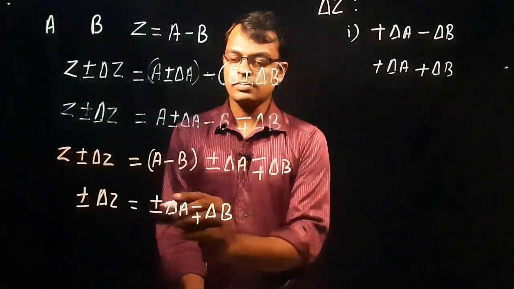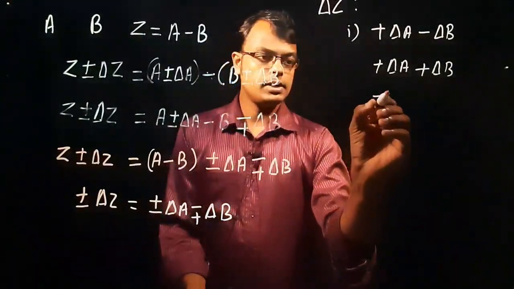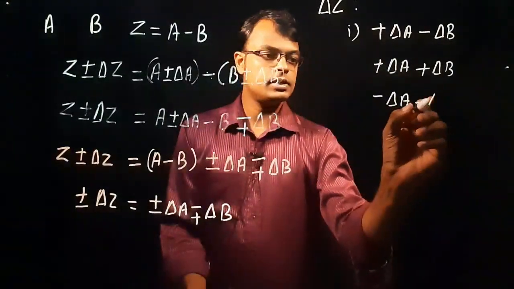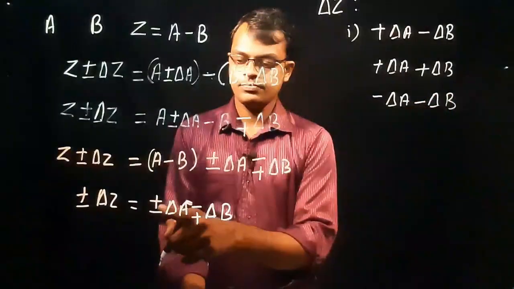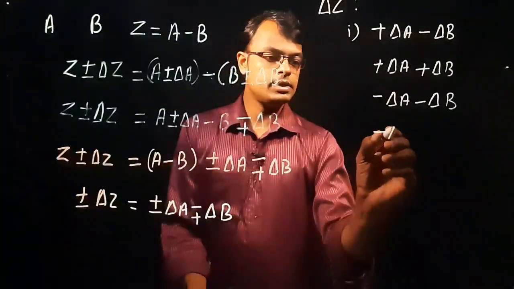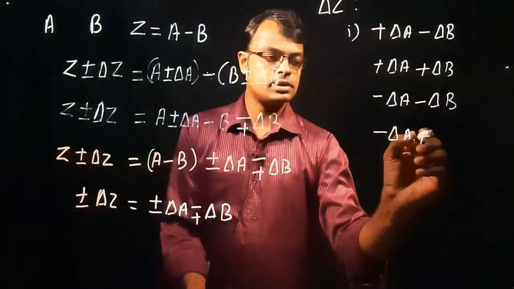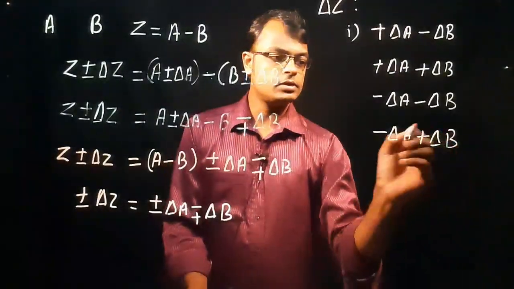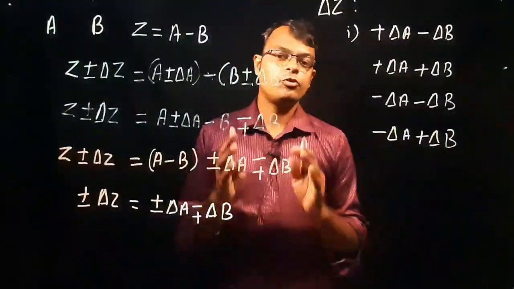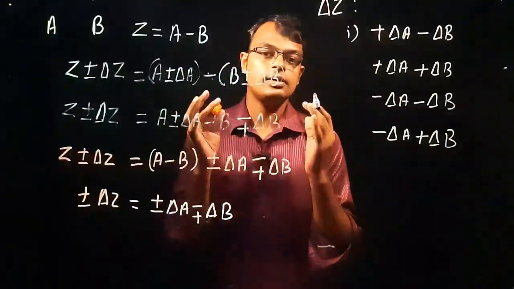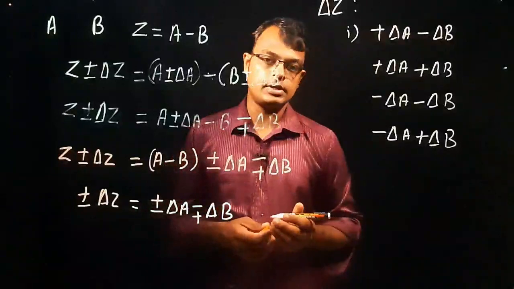So the 2 is over. Next one, minus delta a minus delta b. Next one, minus delta a plus delta b. So these are the 4 possible error combinations in the final result, that means z is equal to a minus b.